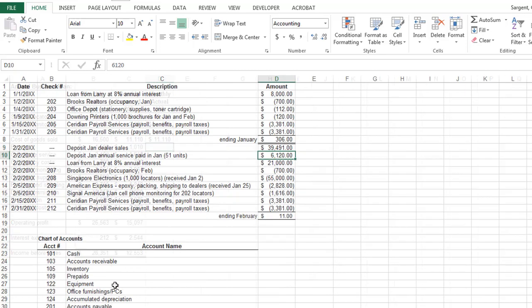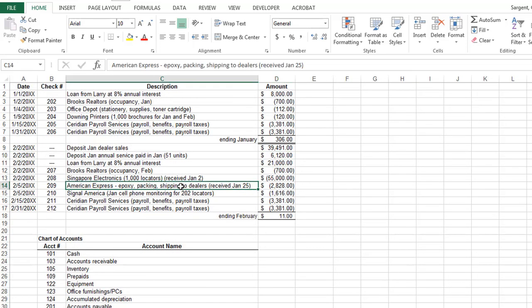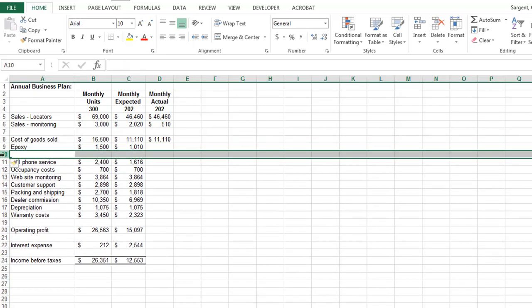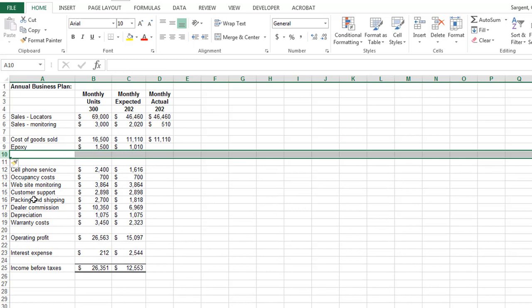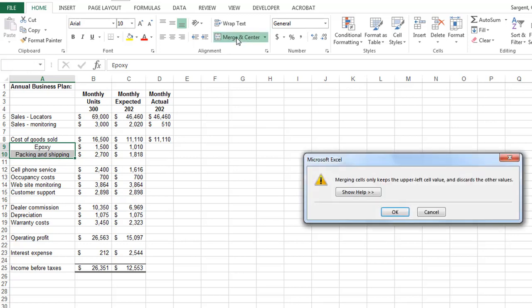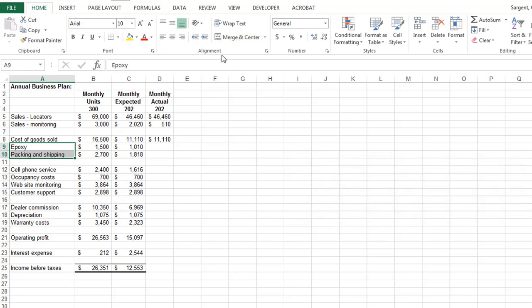Epoxy, let's see, what did they end up paying for epoxy? Okay, so they put the epoxy packing and shipping on the American Express. Okay, so we don't have any details to break that out, so let's combine it on our spreadsheet here. So let's take packing and shipping, put it up here. That's not what I wanted to do. So, there we go.